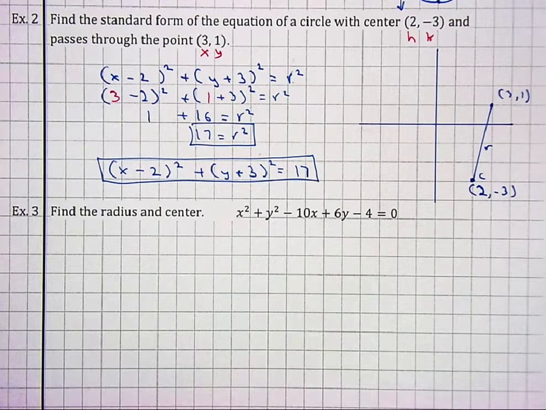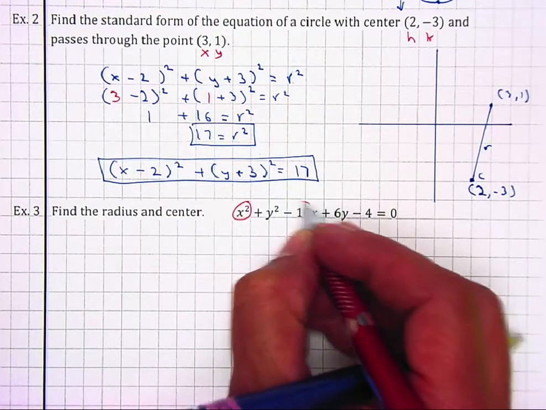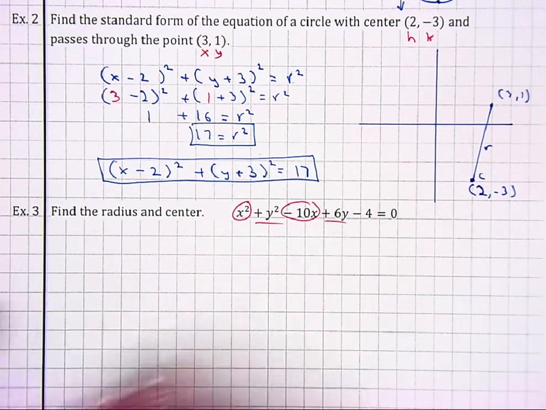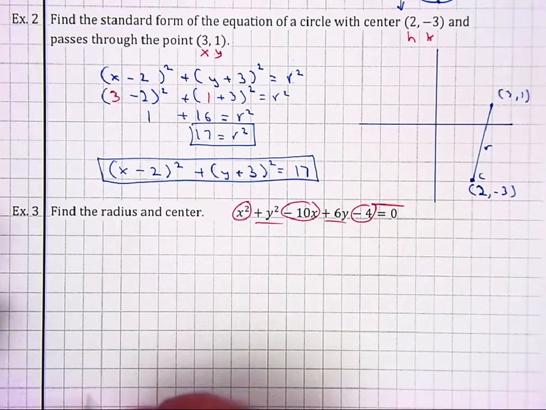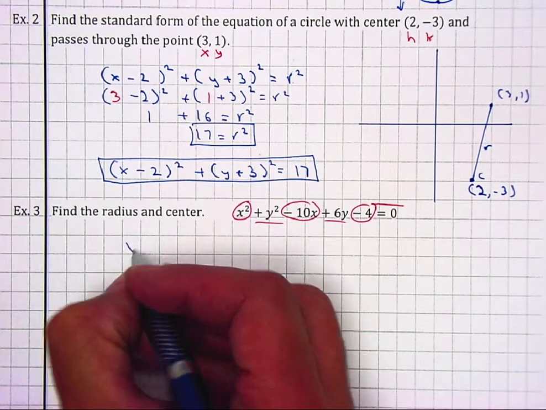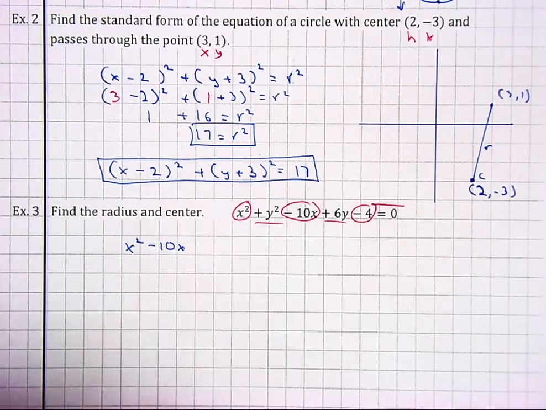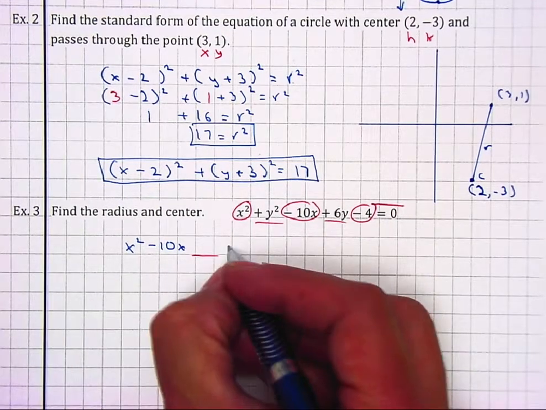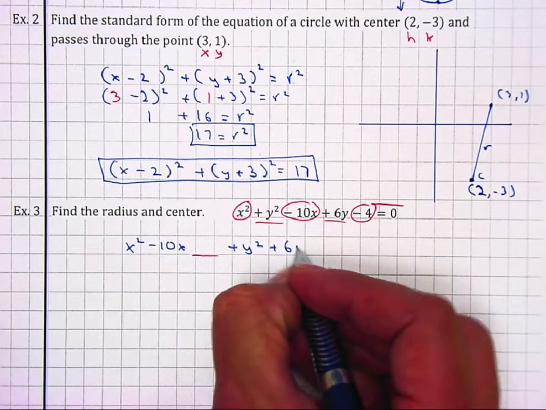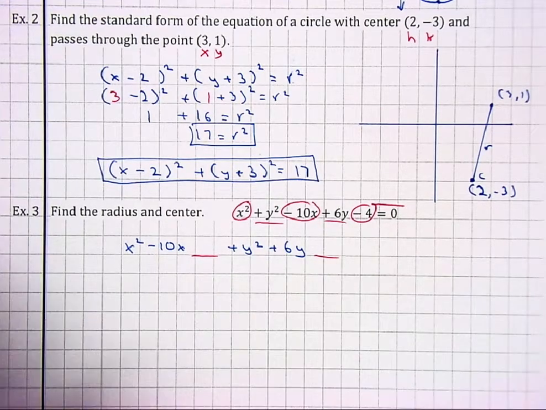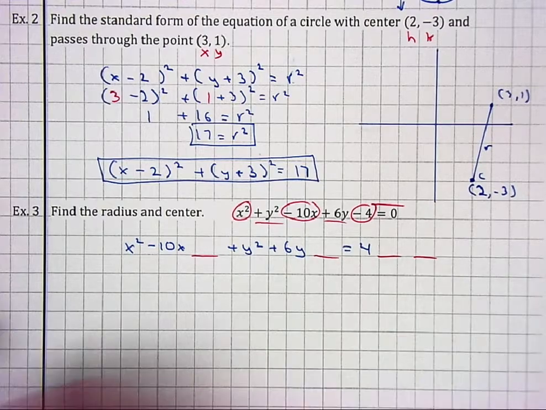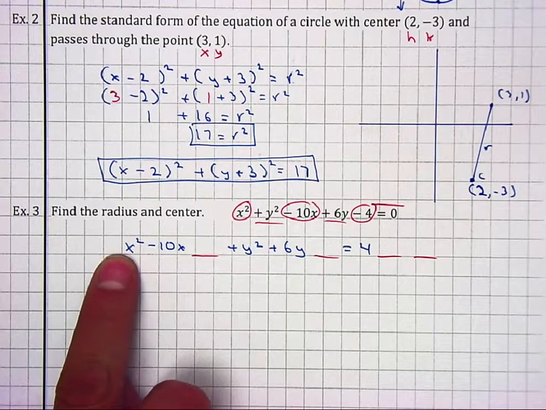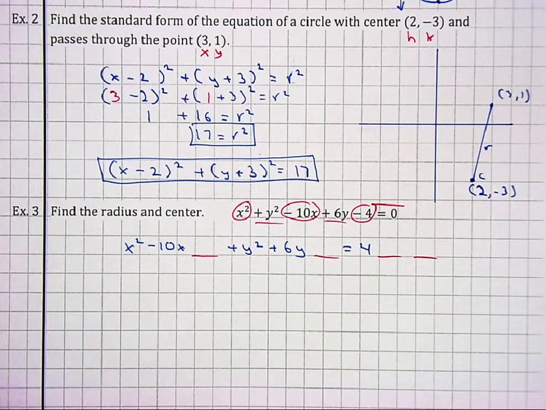Great. So now I'm going to group my x's together, leave some space, group my y's together, leave some space, and move my 4 to the right, becomes a positive 4. So that will be x squared minus 10x, leave some space, plus y squared plus 6y, leave some space, is equal to positive 4. And I'm going to complete my square twice. Notice that in this case, there's nothing to factor out. It's ready to be completed square.